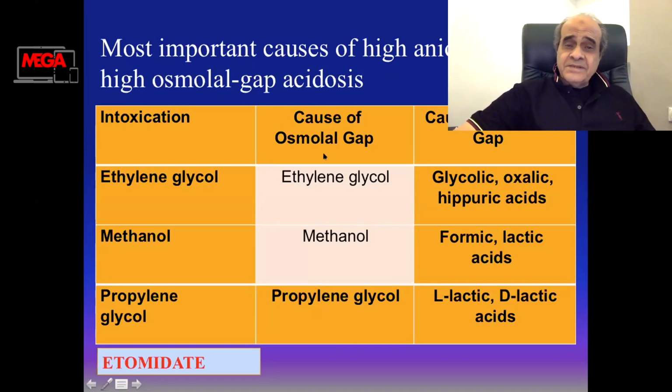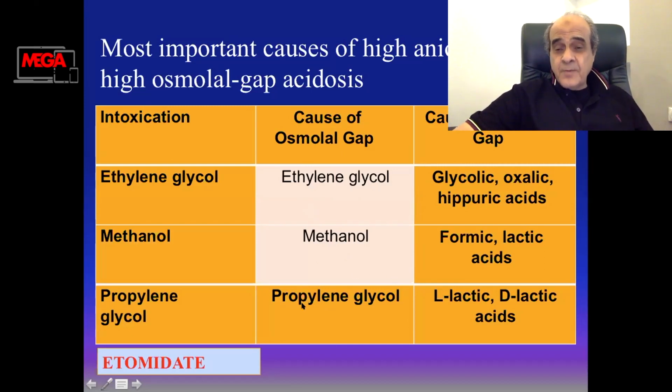Ethylene glycol, this alcohol causes the osmolar gap, and with time will give you its metabolites, which are the acids, such as glycolic acid, oxalic acid, and so it will give you a high anion gap with time. Methanol will give you formic acid and lactic acid. Propylene glycol will give L-lactic acid and D-lactate.